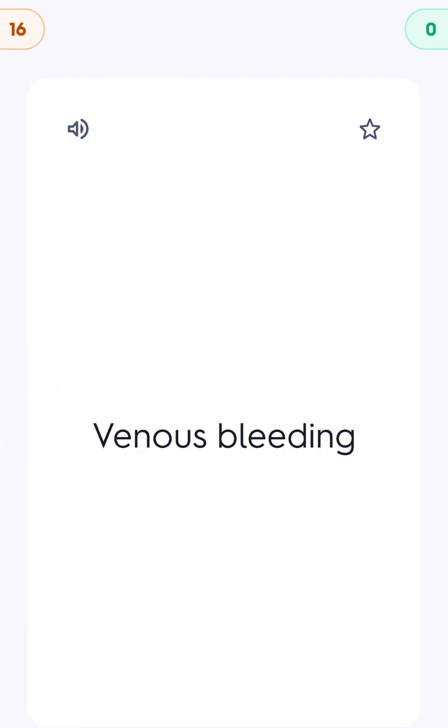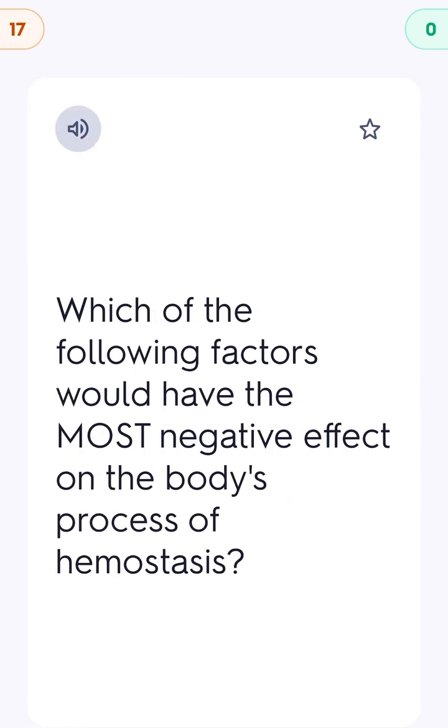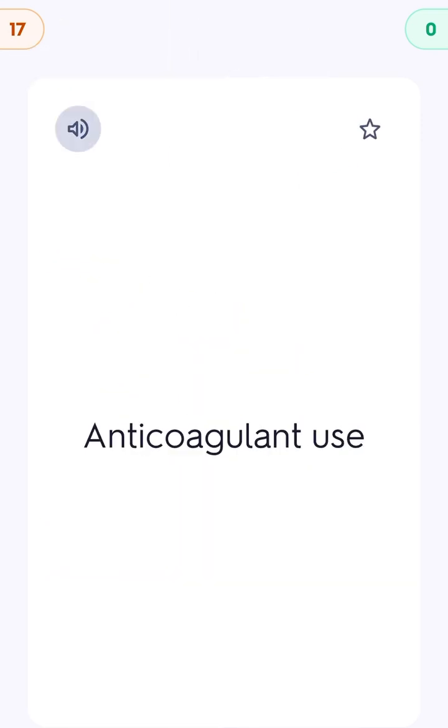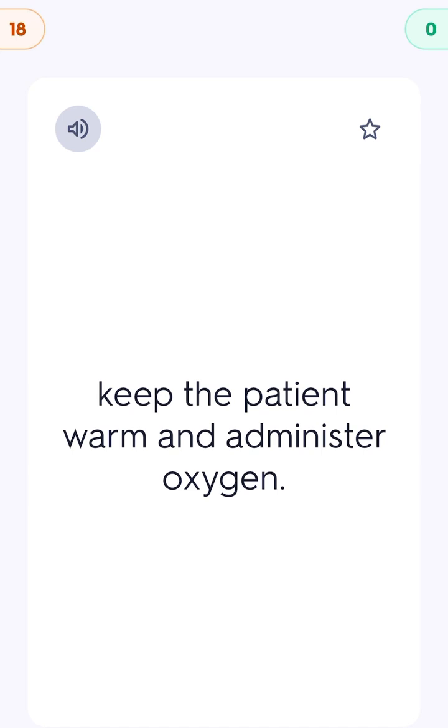Venous bleeding is more likely to clot spontaneously than arterial bleeding. Which of the following factors would have the most negative effect on the body's process of hemostasis? Anticoagulant use. If you suspect internal bleeding during the primary assessment, you should keep the patient warm and administer oxygen.